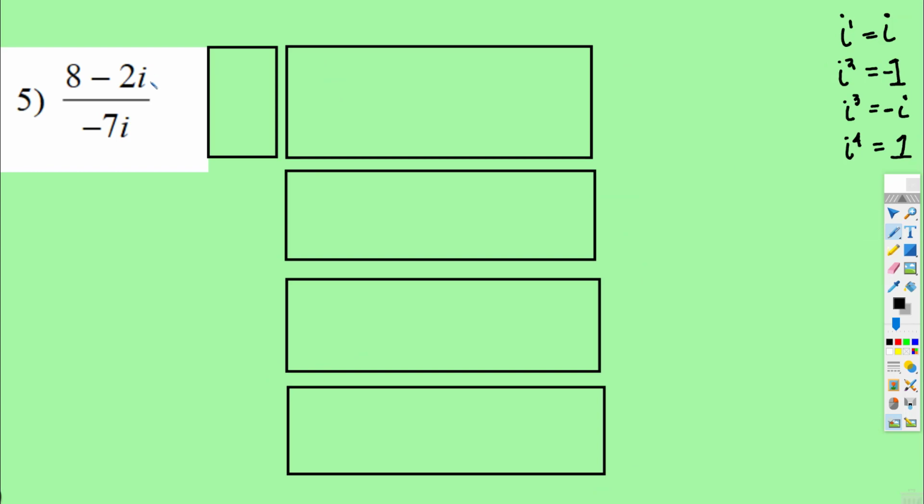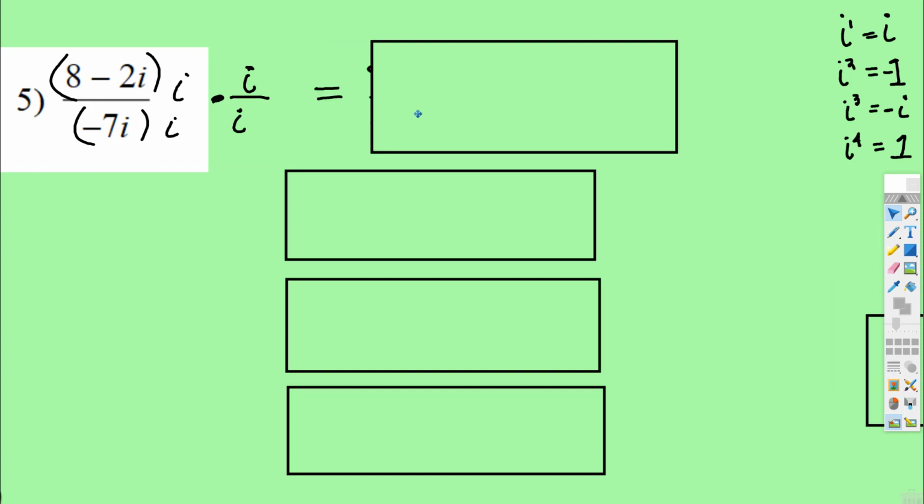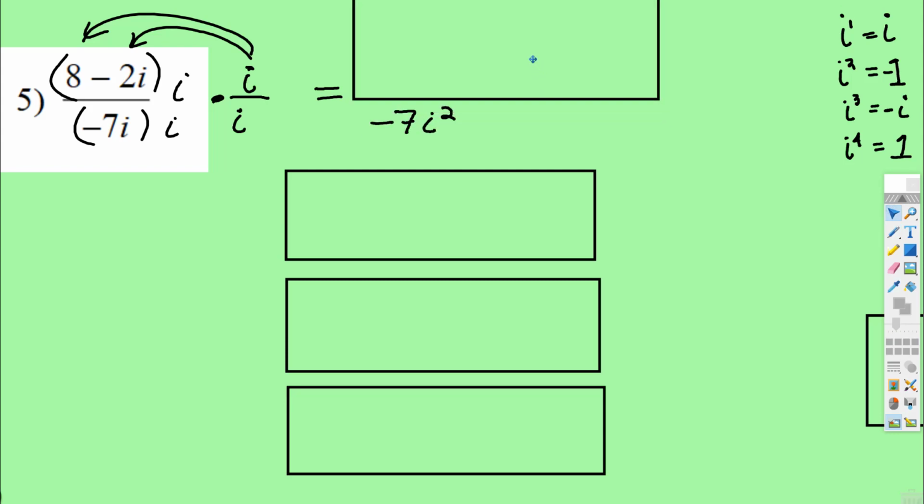So now we have a binomial divided by a monomial, but the -7 part is real. So the only thing that we have to multiply top and bottom by is i. It's the i that is the imaginary part. So up here we're going to have a distributive, and then down here -7i times i is just -7i squared. And then remember, i squared is -1. Well, -7 times -1 cancels to +7.